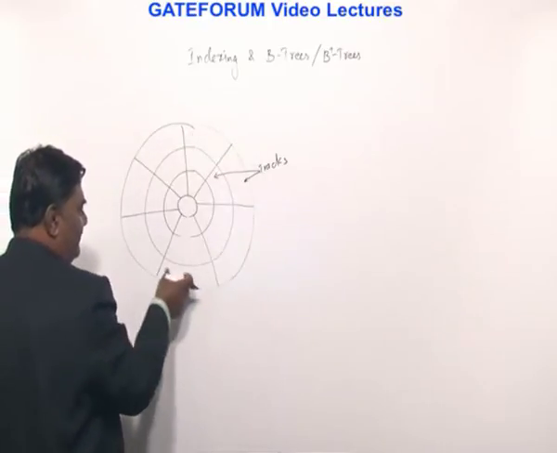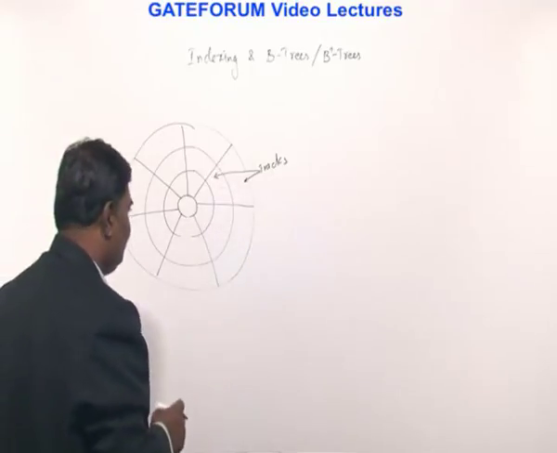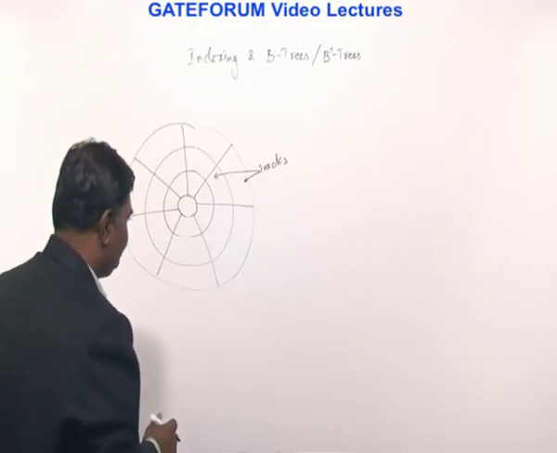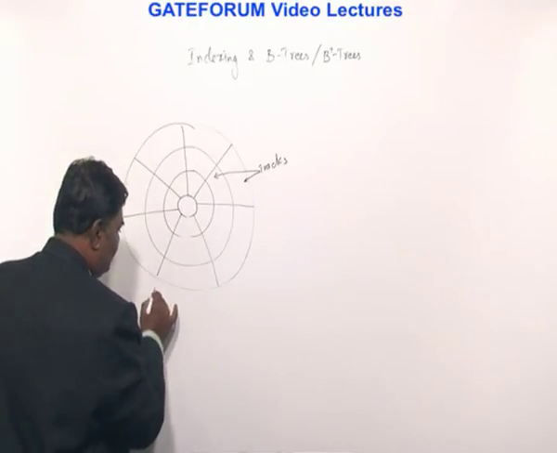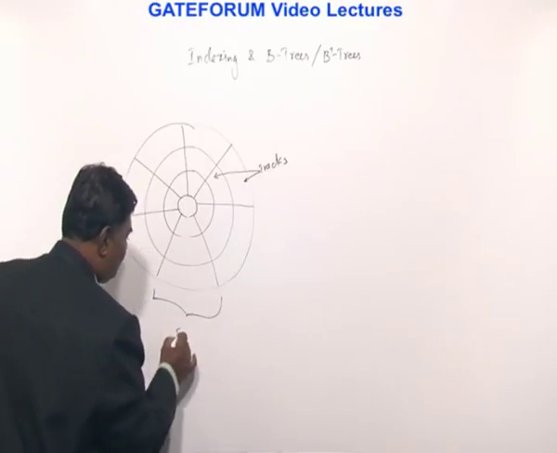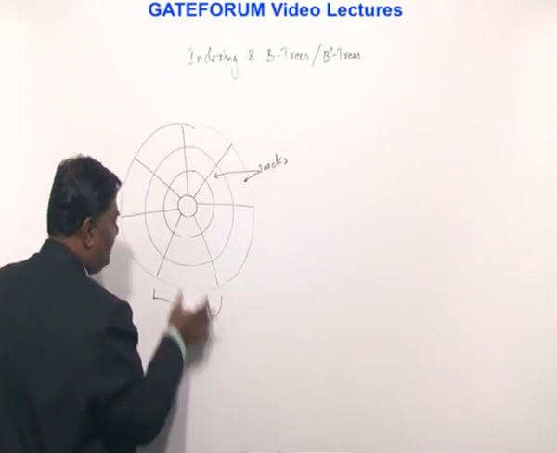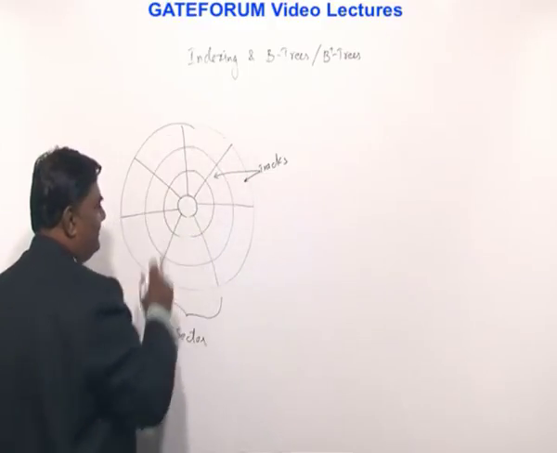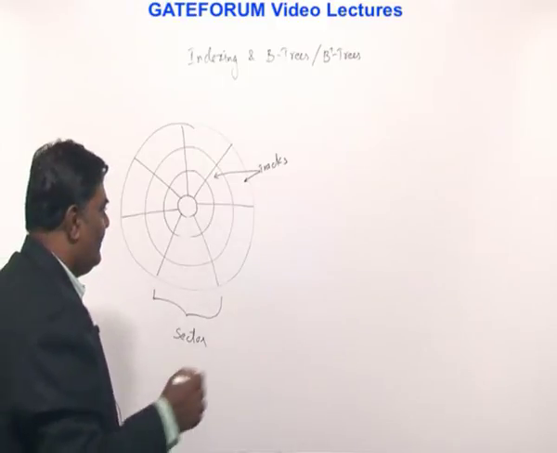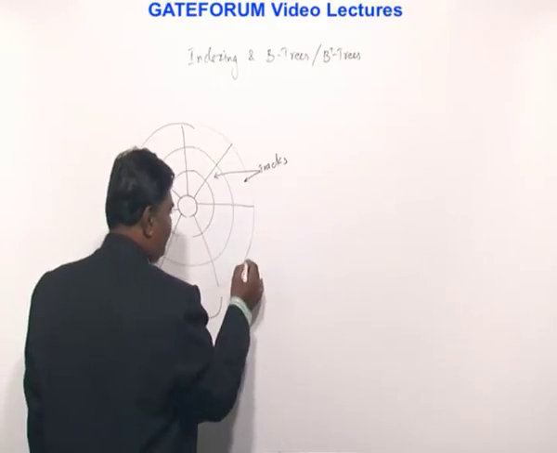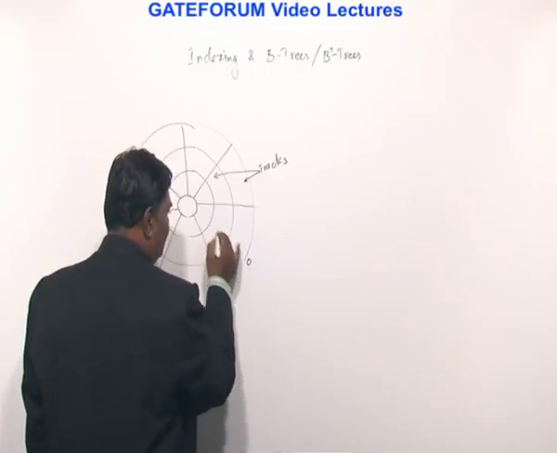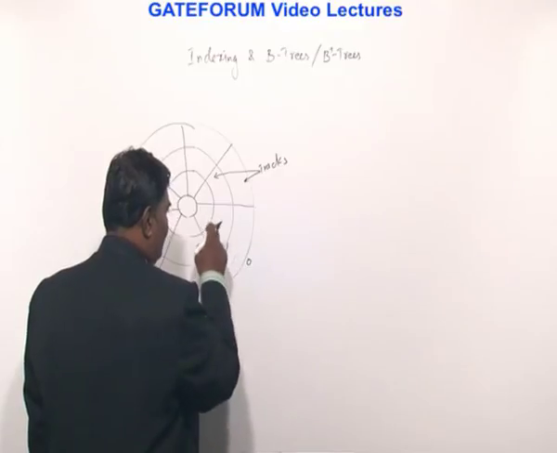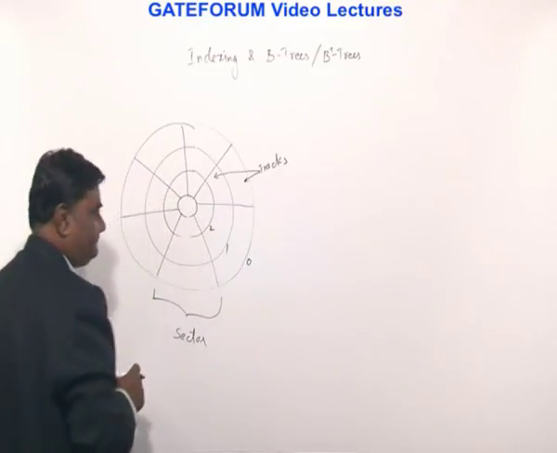The concentric circles, or circular strips that we see, are called as tracks. And this portion is called as sector. So these pie-like pieces are called as sectors. We'll number the tracks: track 0, track 1, track 2. So this is 0 track, this is first track, and this is second track.